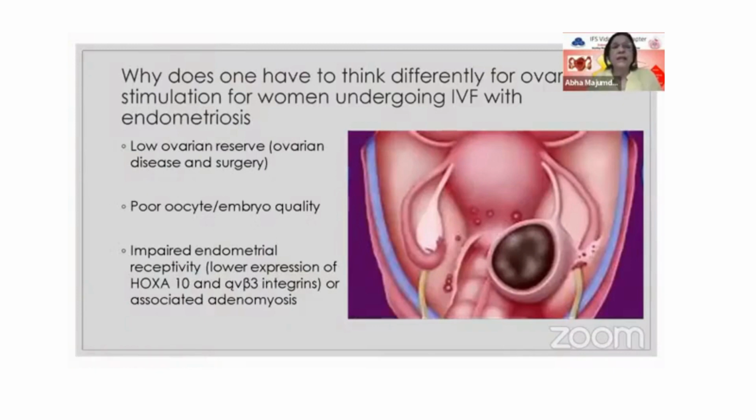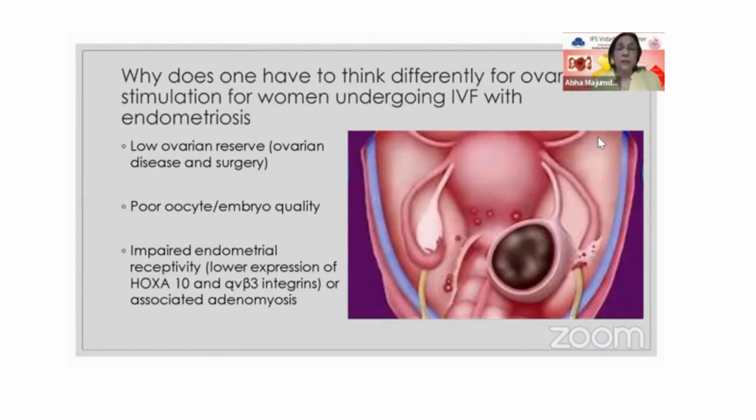Why does one have to think differently for ovarian stimulation for women undergoing IVF with endometriosis? This is my first question. Why have you brought this topic for me to speak? Well, it is because these women have mostly low ovarian reserve. One is due to ovarian disease and the other one is due to surgeries. And because it is the disease of the ovary where the oocytes are produced, a lot of the time we have poor oocyte quality, which results in a poor embryo quality.